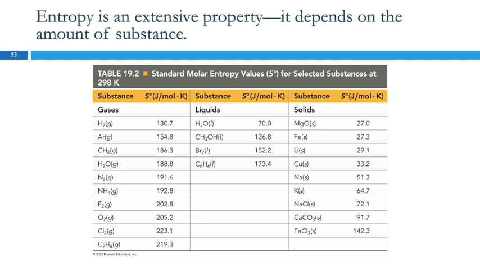So entropy is an extensive property, meaning it depends on the amount of substance. If you have a small amount, you have a small amount of entropy. If you have a large quantity of the substance, you have a large amount of entropy.